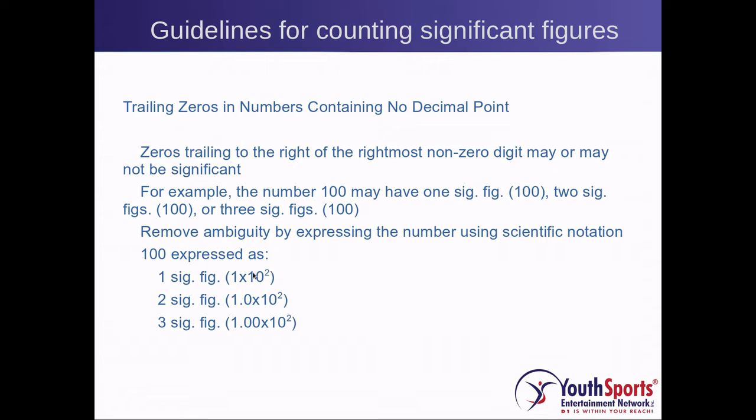When you have zeros after the rightmost non-zero digit, they may or may not be significant. For example, in the number 100, you're not sure of these 2 zeros. It could mean 1 significant figure, or 2, or 3 significant figures. All of them will be written as 100. To solve this ambiguity, the numbers are expressed in scientific notation. If you're trying to say 100 where only the 1 is significant, you will write it as 1 times 10 to the 2. If the 1 and the 0 are both significant, but the third digit is not, you would write it as 1.0 times 10 to the 2. If all 3 of these digits are significant, you would write it as 1.00 times 10 to the 2.